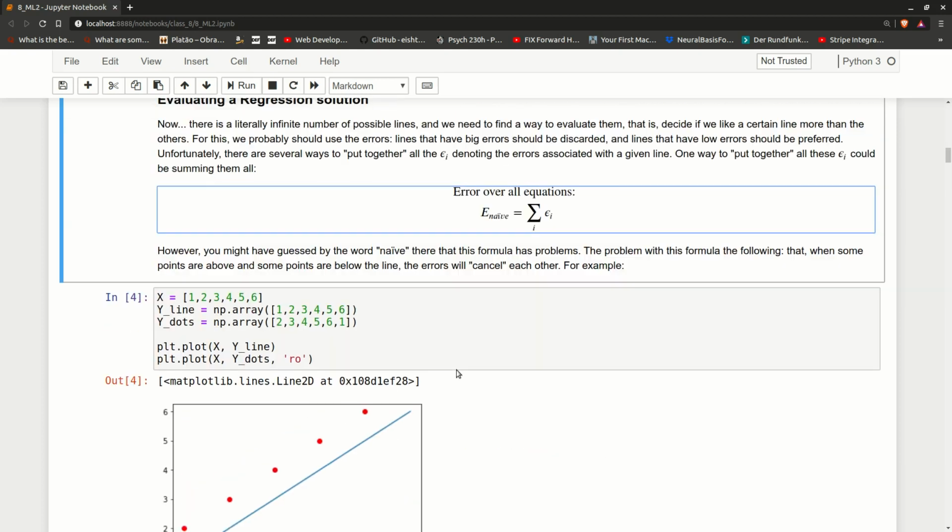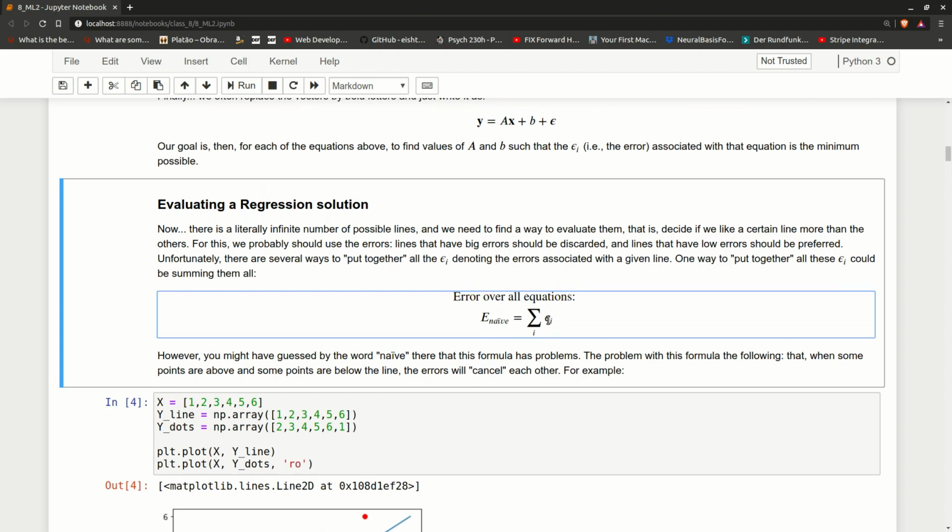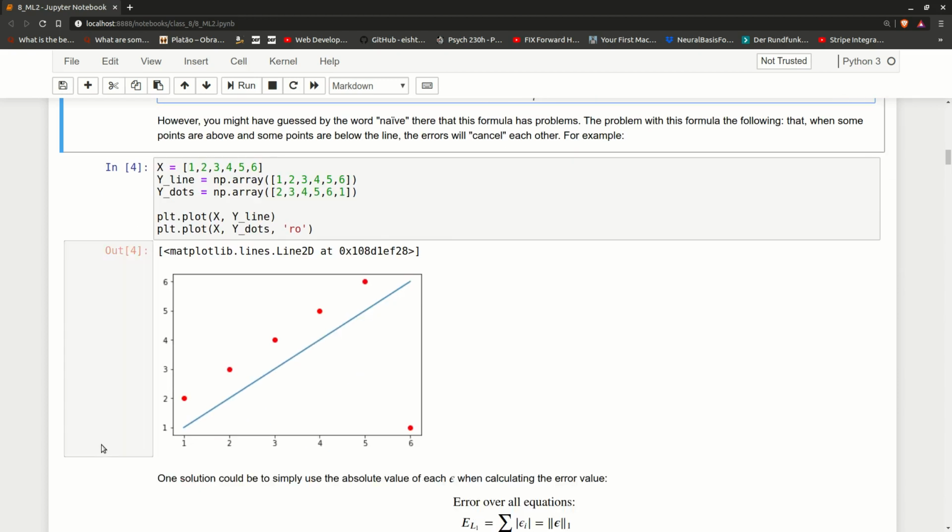So if I just sum all the errors, then this line here would have error 0. This line here passes exactly 1 unit below each one of these points. So the error here is 1, 2, 3, 4, 5, but then it passes 5 units above this point. So the error here is -5. And if I sum -5 with the 5 ones here, then I end up having error 0.